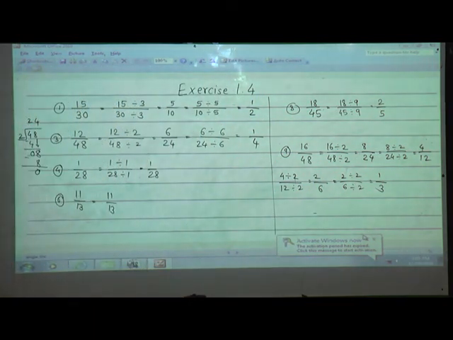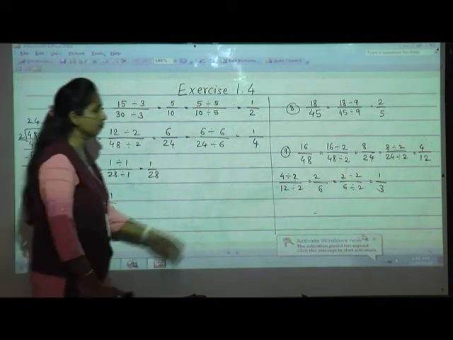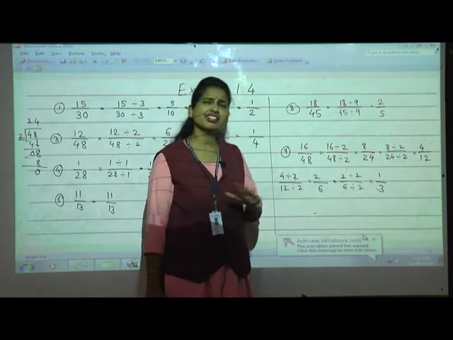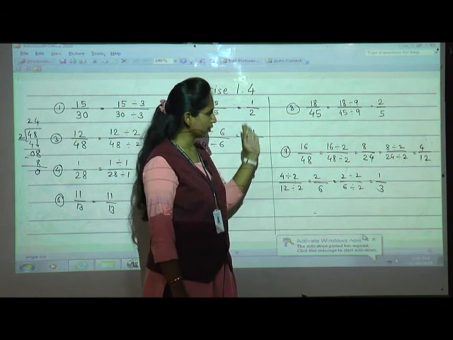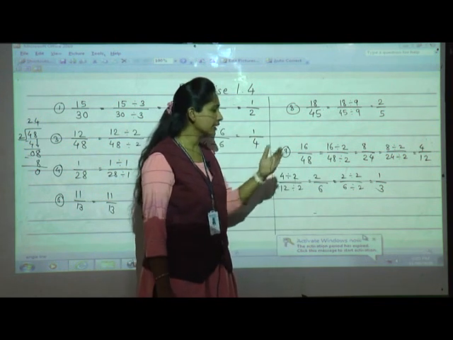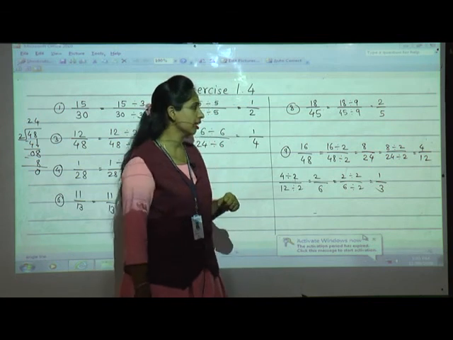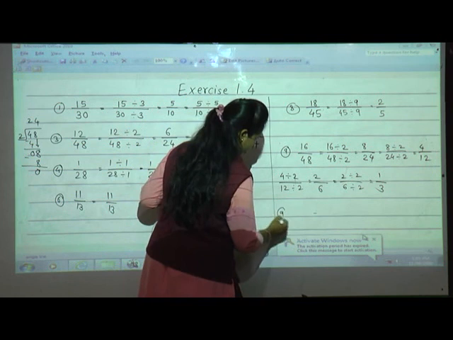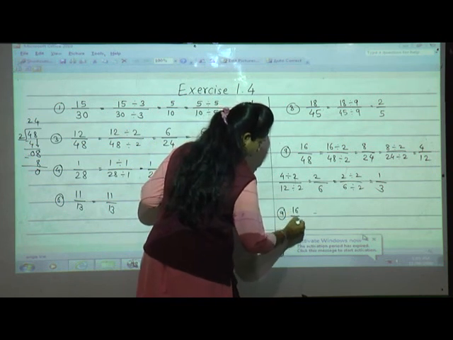Now just think, in which table will both the numbers come? 16 and 48. See, till the 10 table only. I am not asking you to go to the 16 table. Just look before, till the 10 table only. In which table will both the numbers come? Same question, 16 divided by 48.